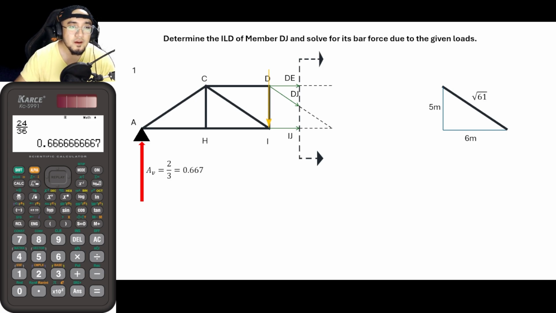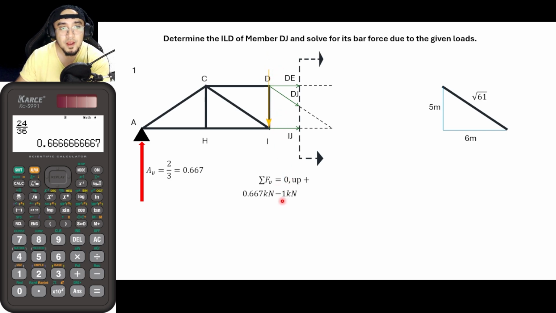Then again, after solving for AV, let us now solve for the new value of DJ. Okay, so solving for the new value for DJ, again, let us get the summation of forces vertical, upwards positive. So that is 0.667, and then minus 1. So we have a 1 kilonewton load here acting downward. So that is minus 1.